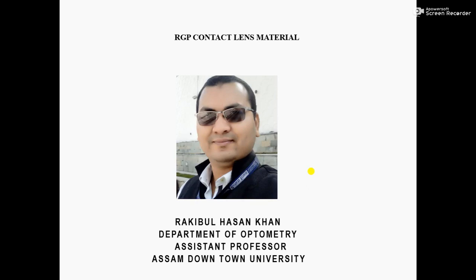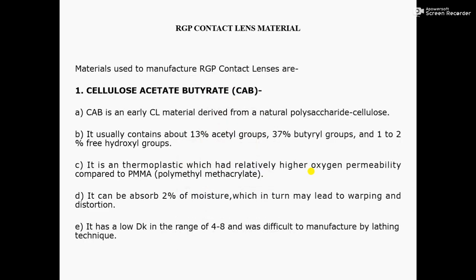Today I am going to discuss RGP contact lens materials. Number one material is cellulose acetate butyrate (CAB). CAB is an early contact lens material derived from a natural polysaccharide, cellulose. Number two, it usually contains about 13% acetyl groups, 37% butyryl groups, and 1 to 2% free hydroxyl groups.